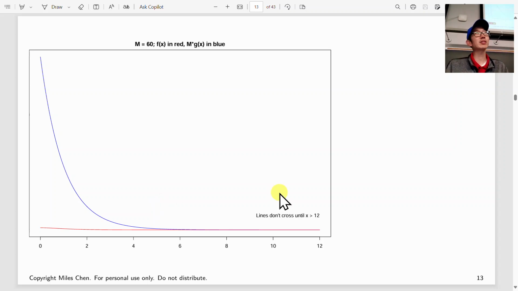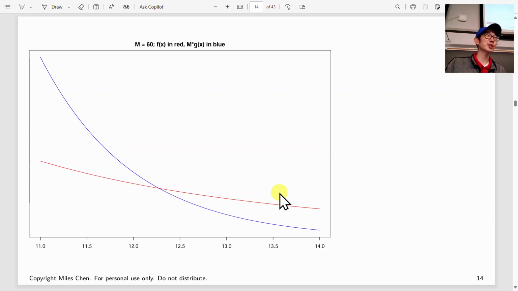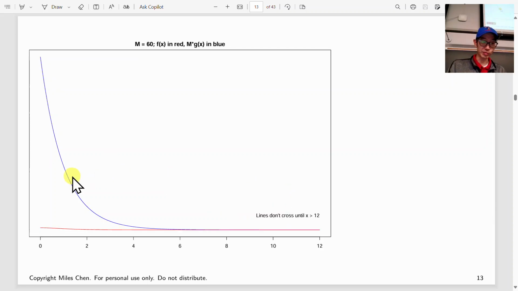So you might be like, well, what's the probability of us generating a value of 12 in the first place? And you could say, okay, even if it crosses at 12, I'm just going to ignore it and say this is good enough. But look at what happens if your m is equal to 60. What is the area under the red curve? The area under the red curve is 1, okay? The area under the blue curve would be 60, right? Because we've multiplied the PDF of an exponential so that the PDF has an area of 1, but I've scaled it up by a factor of 60.